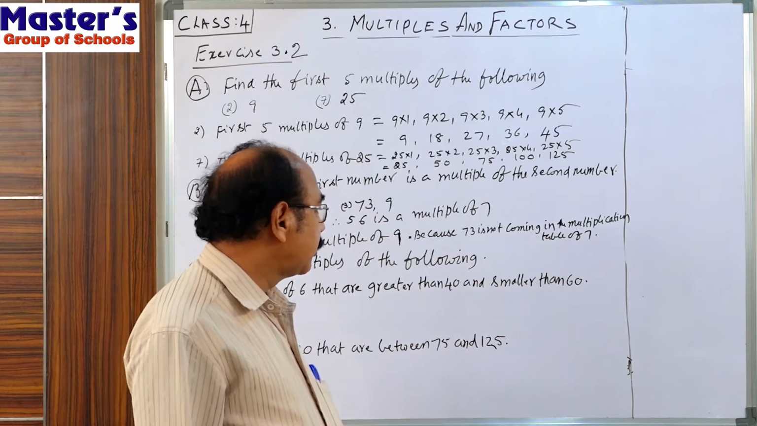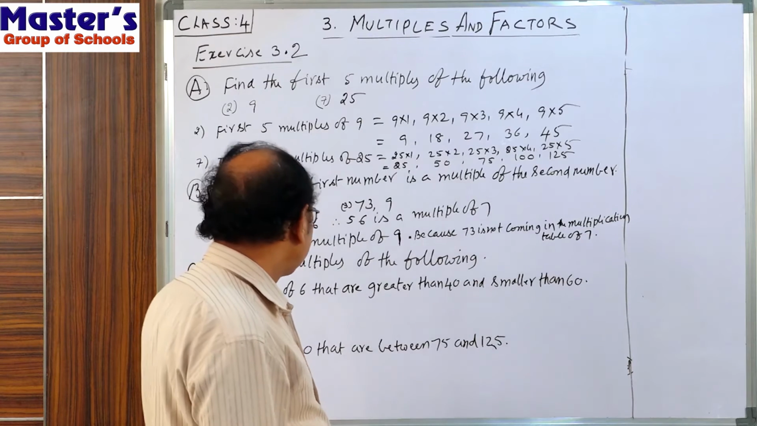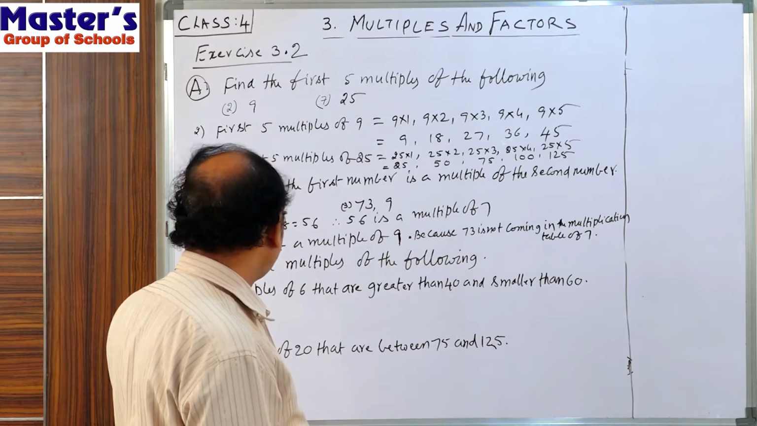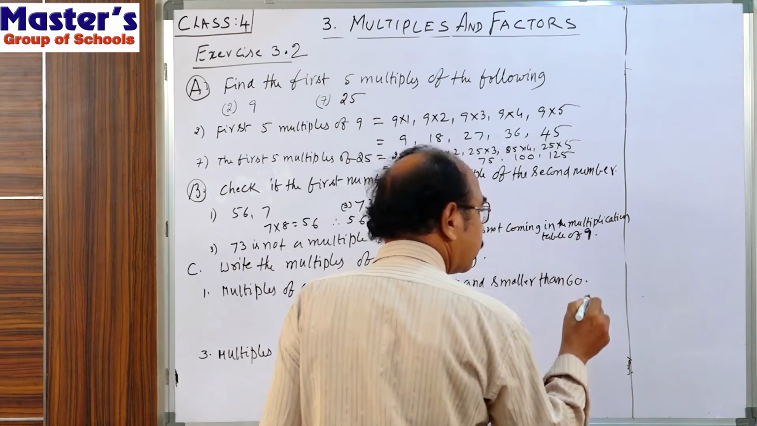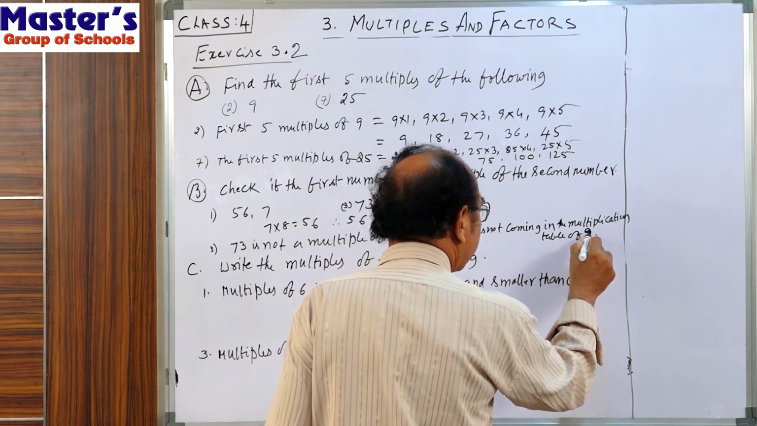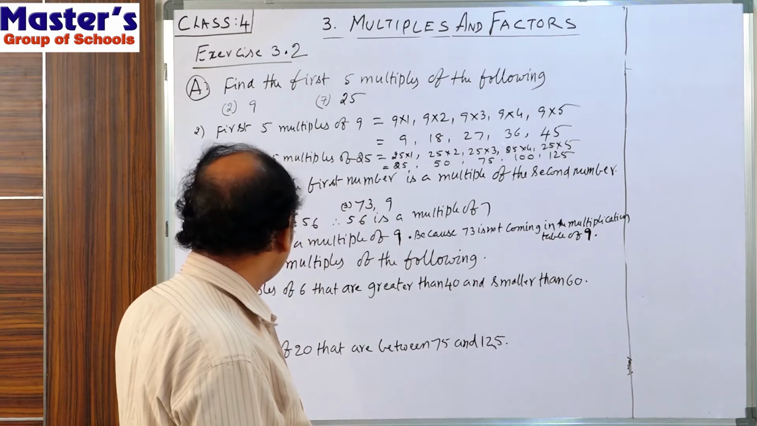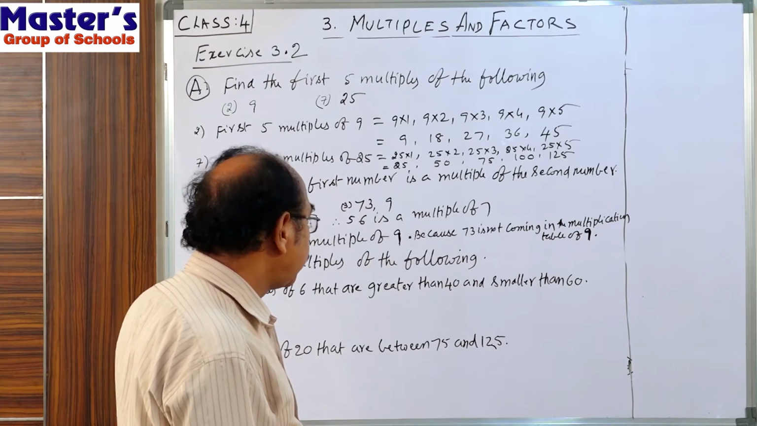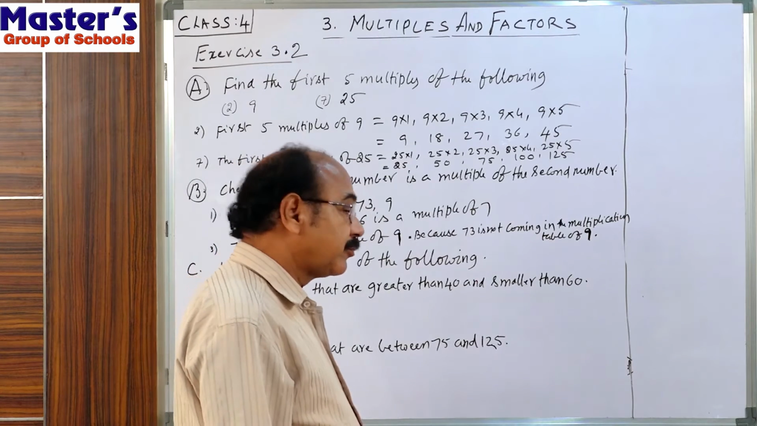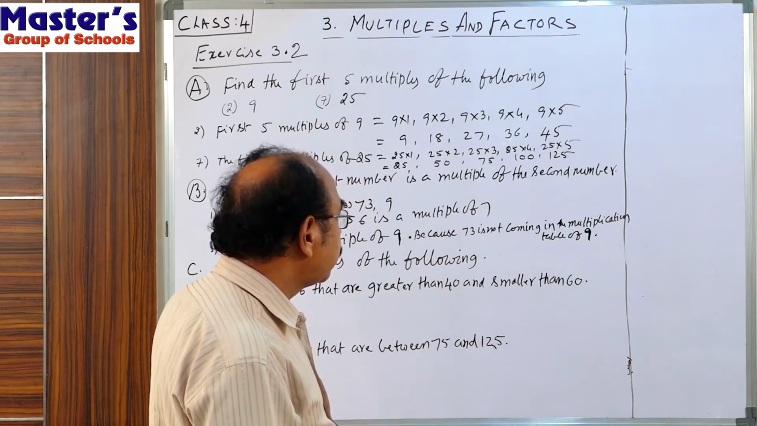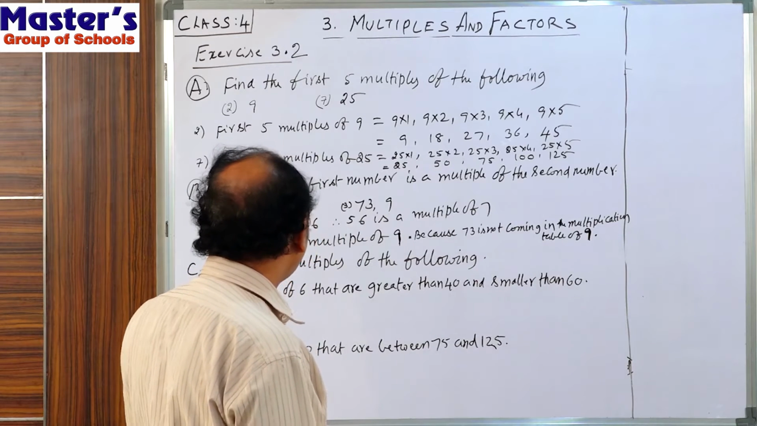Okay, in the seventh table, you are not getting the 73. Okay, children. 73 is not in the multiplication table of 9. 9 8s are 72, but 73 is not coming. 73 is not coming in the multiplication table of 9. That's why 73 is not a multiple of 9.